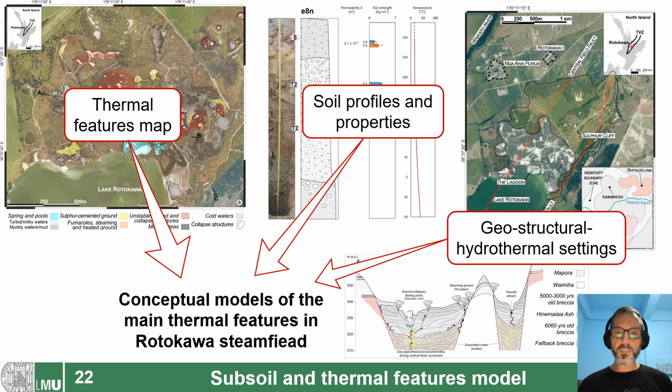By combining all these elements, in the end we can arrive at the point where we can build a conceptual model of the main thermal features in the Rotokawa steam field, or anyhow, this method can be applied to any geothermal environment under study. And this conceptual model embeds all the quantification of the properties, their change with the effect of alteration, and their possible correlation with deeper structures.